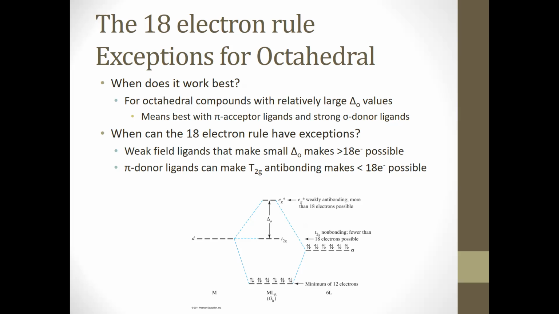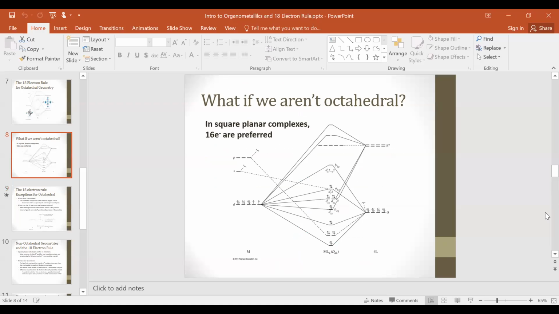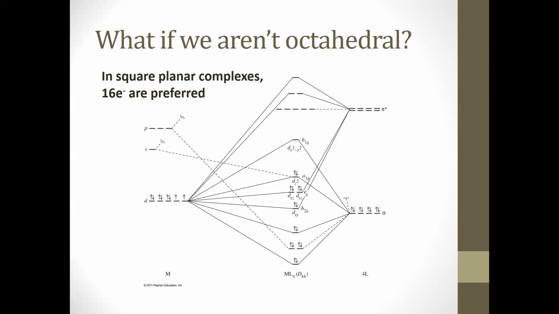Right. Other geometries, and I'm actually going to back up one slide here. So I'm going to skip this quick. For this one, square planar. This is the MO diagram for square planar. So the important part here is the frontier orbitals, which is kind of this set right here in the middle, right?